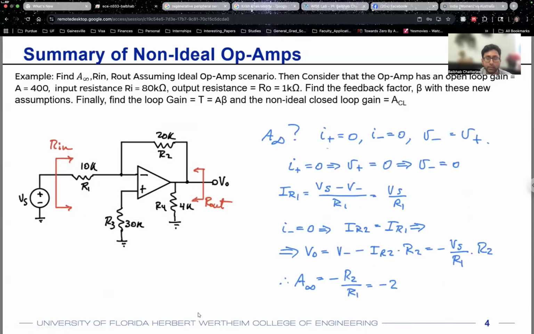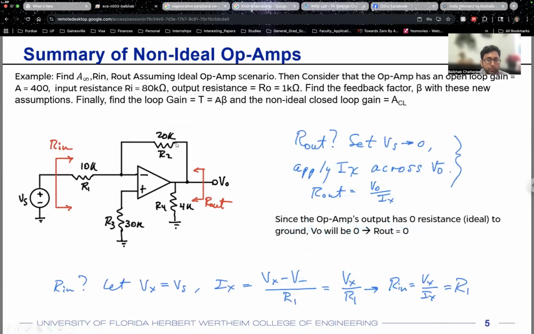This was just an example. Again, something that I think we have gone through in the class. A infinity in this case is going to be minus R2 over R1 because this is an inverting op-amp architecture. So minus R2 over R1 is going to be minus 20 kilo ohm divided by this 10 kilo ohm. So minus 2 is going to be your gain, or A infinity in this case, if the op-amp is ideal.